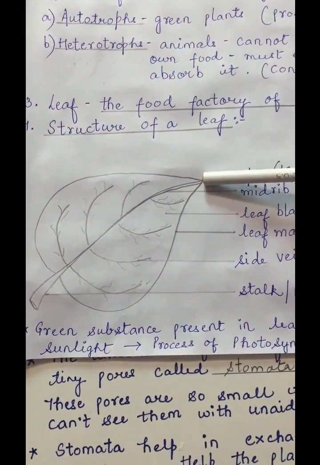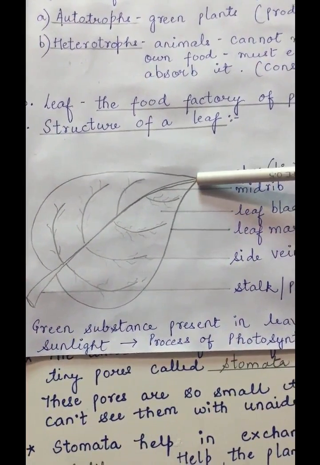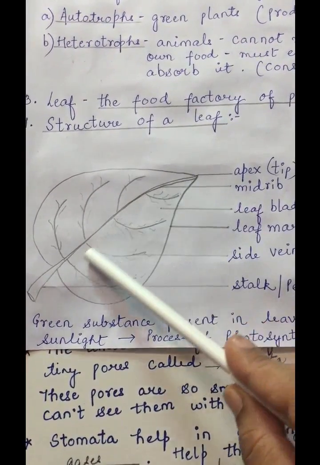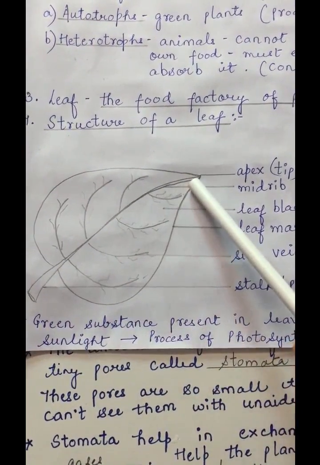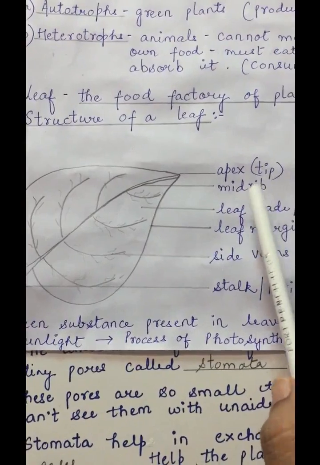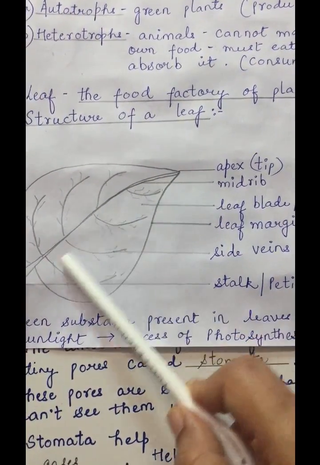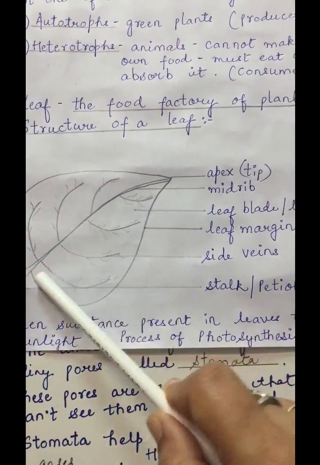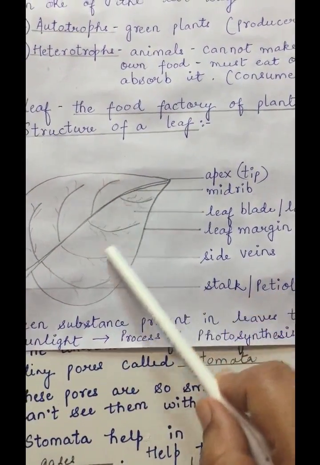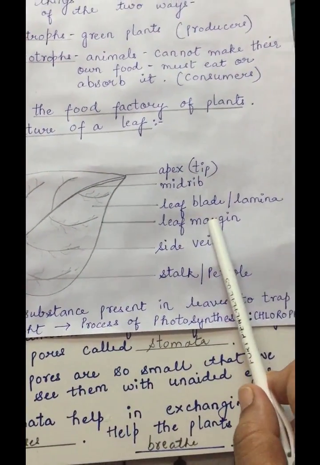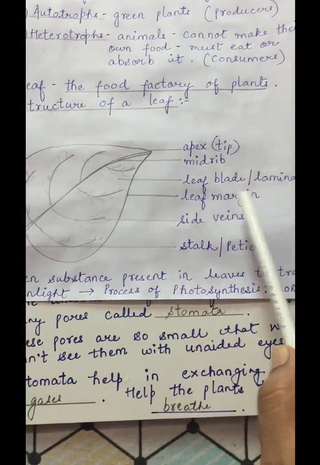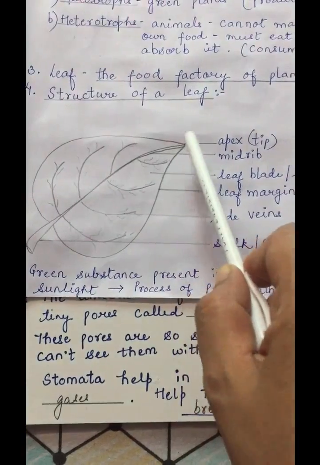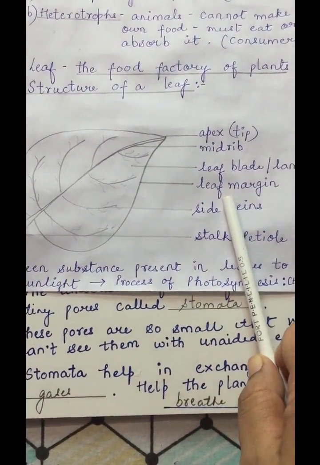Now here you can see this tip of the leaf. It is known as apex. This is the center line which runs through the middle of the leaf. This is known as midrib. As it runs through the middle, that is why the name is midrib. And now this flat part of the leaf, this flat surface is known as leaf blade or lamina. This outer edge, this outline of the leaf is known as leaf margin.